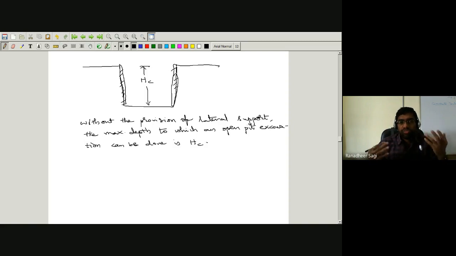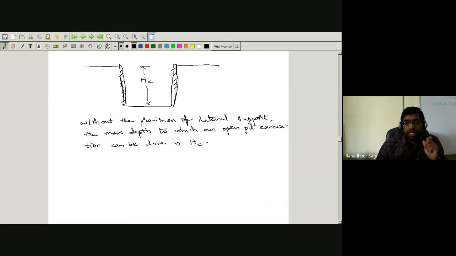Okay, so without providing any lateral support, if I want to construct a shallow foundation, let's say, what do we do? We need to make an open pit excavation. So what is that maximum depth till which I can make an open pit excavation without providing any lateral support? And the cut I am making into the ground is perfectly vertical. I repeat, the cut you are making into the ground is perfectly vertical. The open pit excavation you are carrying out into the ground is perfectly vertical.